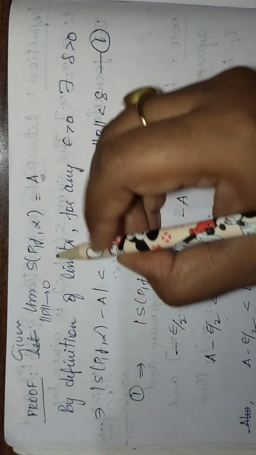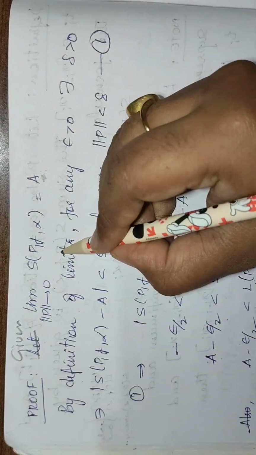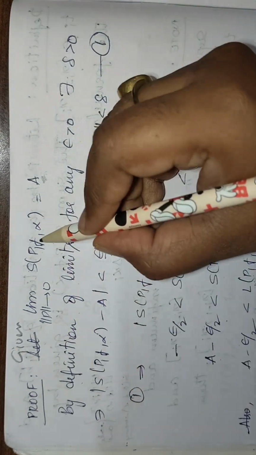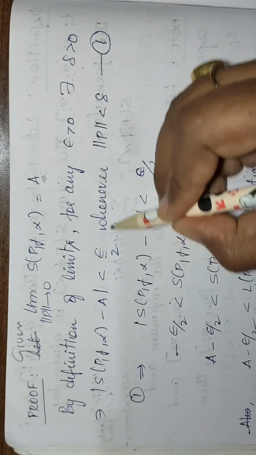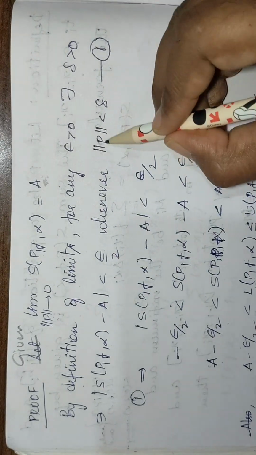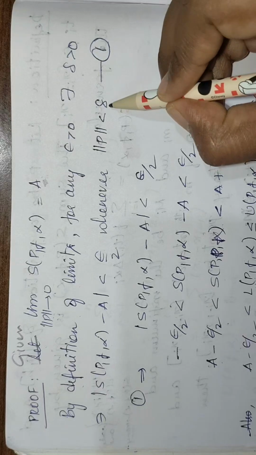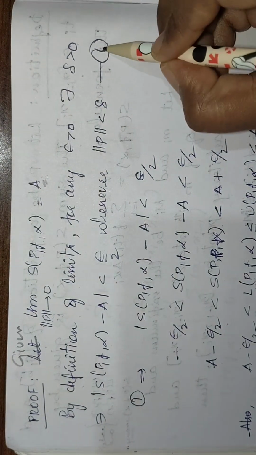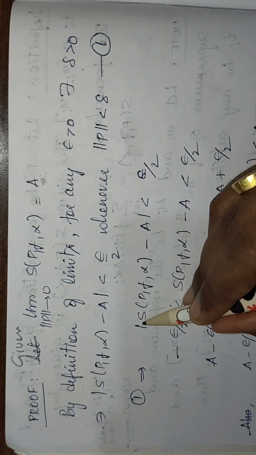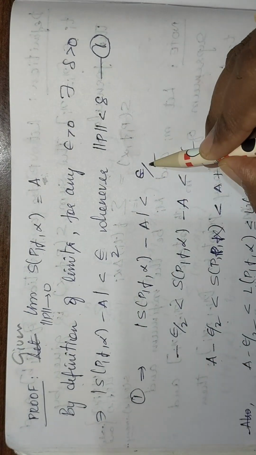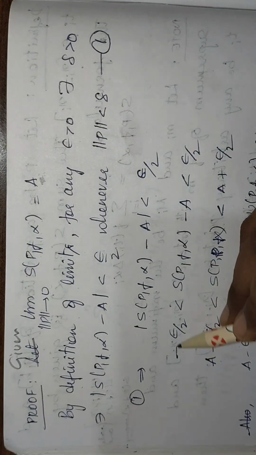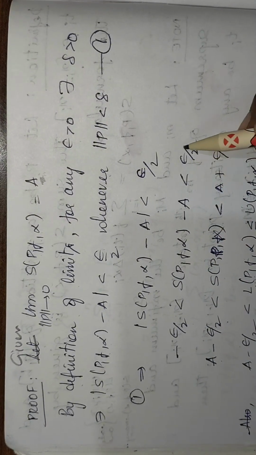And by the definition of limits, or by the definition of convergence, for any epsilon positive, there exists delta positive such that the difference between this and this is less than epsilon by 2 whenever norm P tends to 0, meaning norm P is less than delta. I have taken that as some number delta. Name this as equation 1. And this implies, since the difference is less than epsilon by 2, if I remove the mod, then I have minus epsilon by 2 less than S(P, f, alpha) minus A less than epsilon by 2.